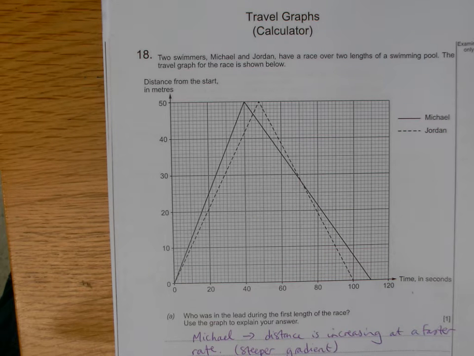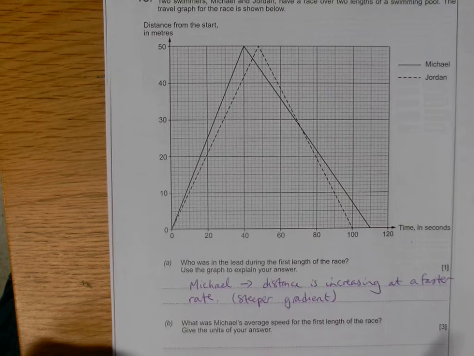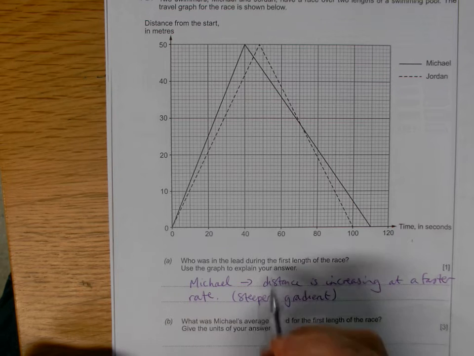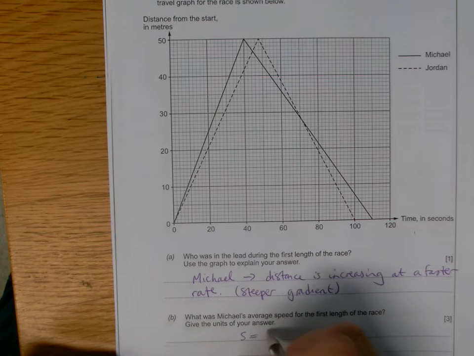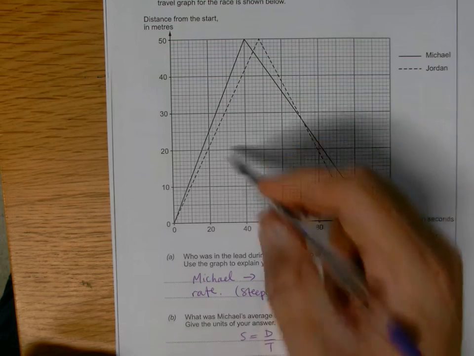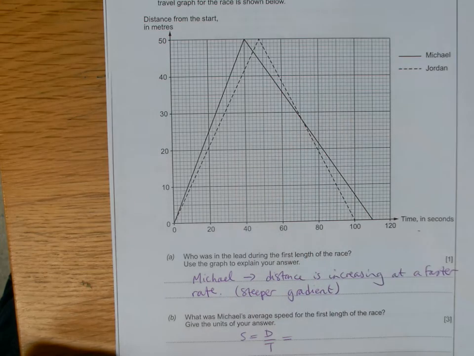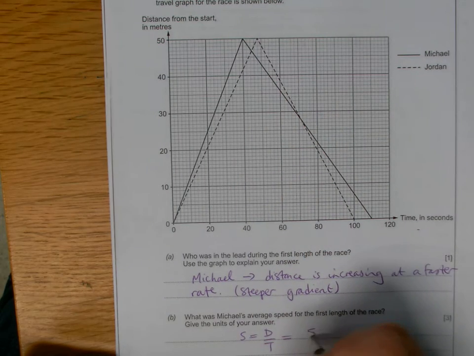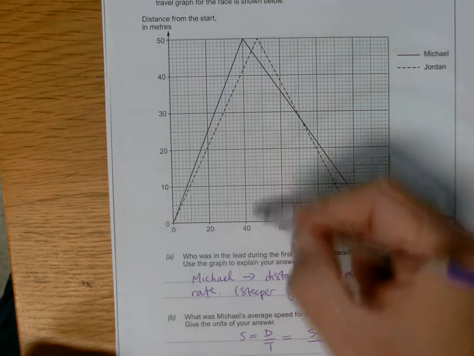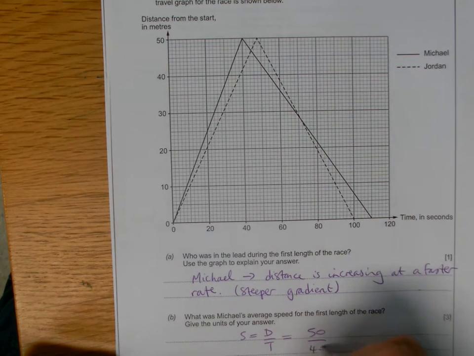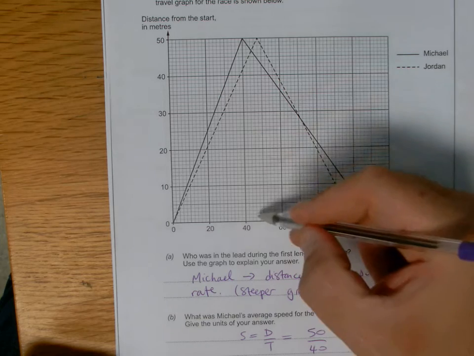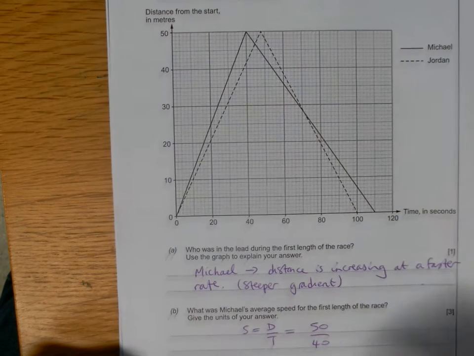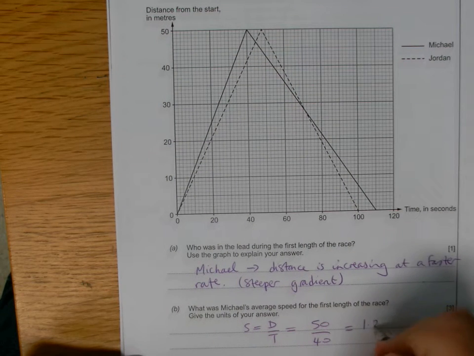What was Michael's average speed for the first length of the race? Well, remember, to get average speed, it's just the total distance divided by total time. So the first length of the race is 50 meters in the pool, and that took 40 seconds. So to get to 50 meters, we're looking at 40 seconds there. So if you work that out on your calculator, you get 1.25.